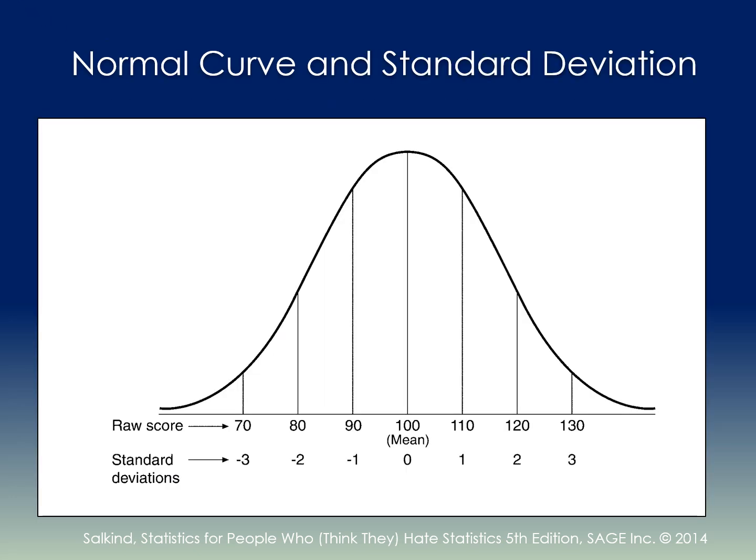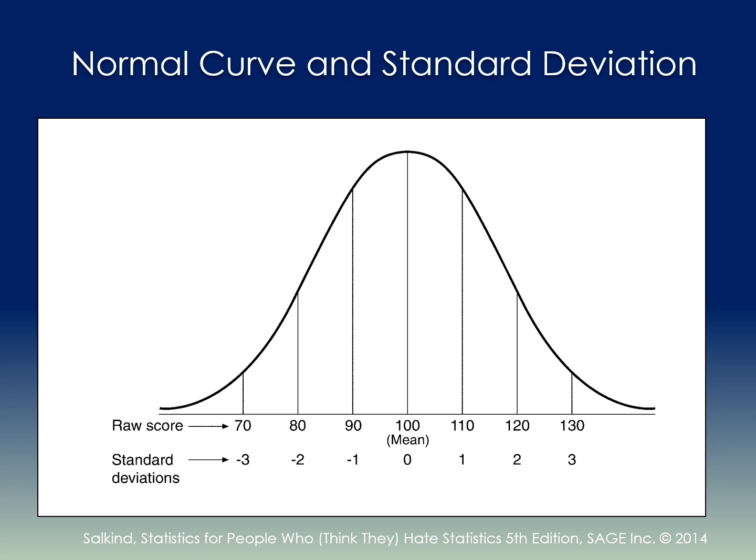Right, and so here we go. Here's our normal curve. We have our mean at 100. The standard deviations are also set. Normally you're not going to see those; you would see the raw scores, or you'd just see the standard deviations. I'm showing you both just for this example.